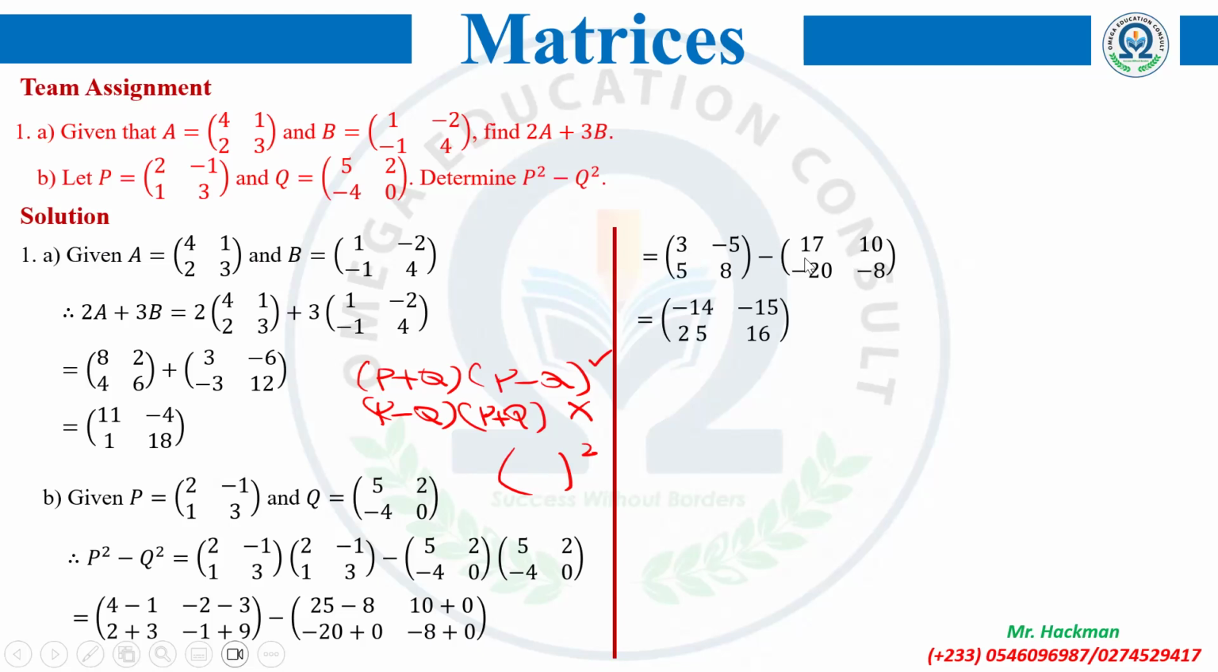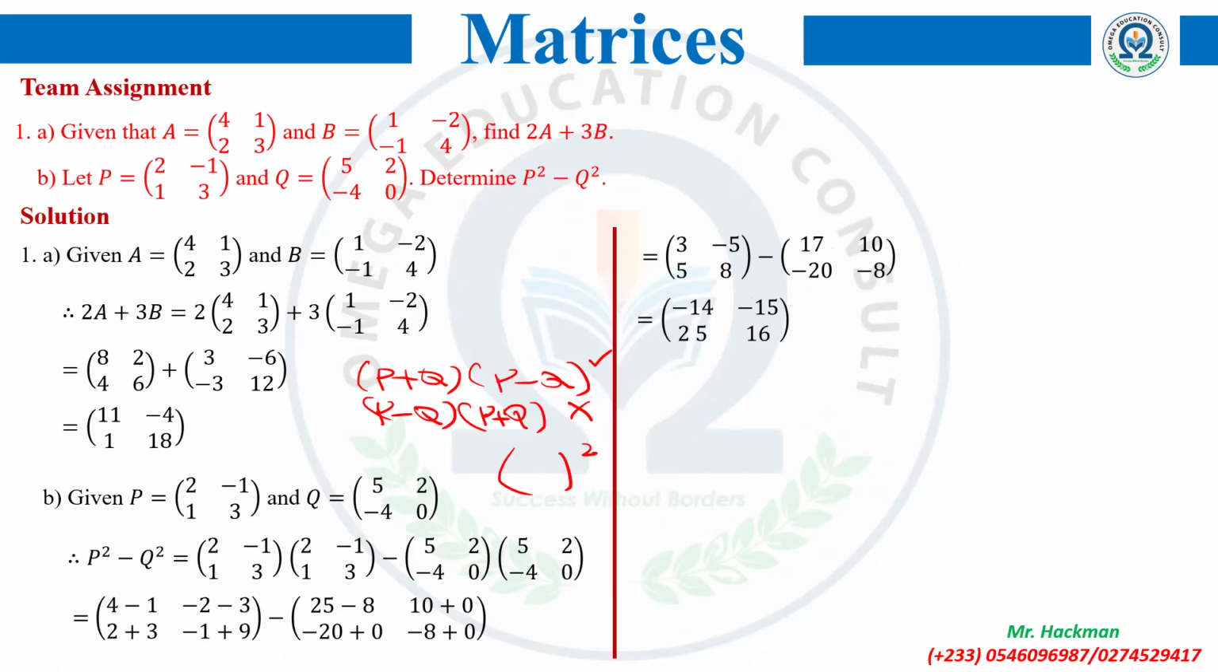So it will be 3 minus 17, and that will give us minus 14. Minus 5 minus 10, so that will give us minus 15. Then 5 minus 20, that will give us minus 25. Then 8 minus 8, and that will give us what? Plus what? 16, because it will be 8 plus 8. So that will give us this result. So this becomes the solution to question B.